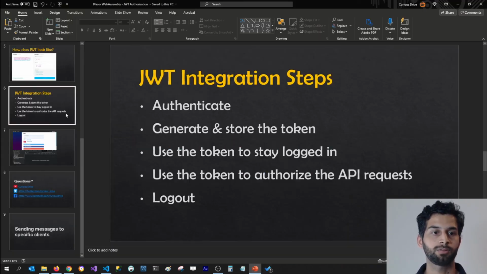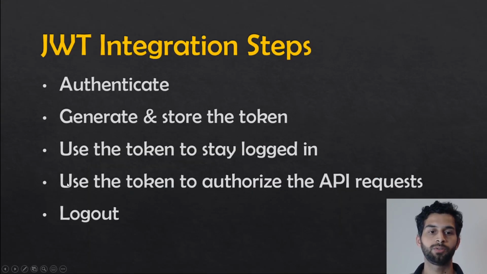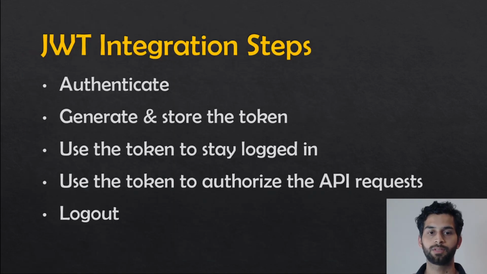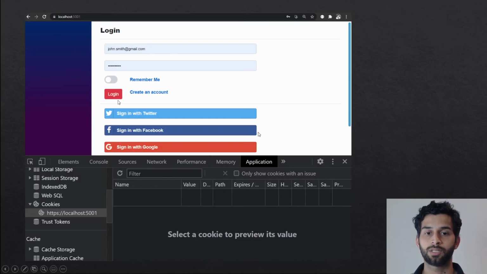So if I go to my steps here, we used the token to authorize the API request, and then we logged out of the system and deleted the token. That's how you use JSON web tokens.